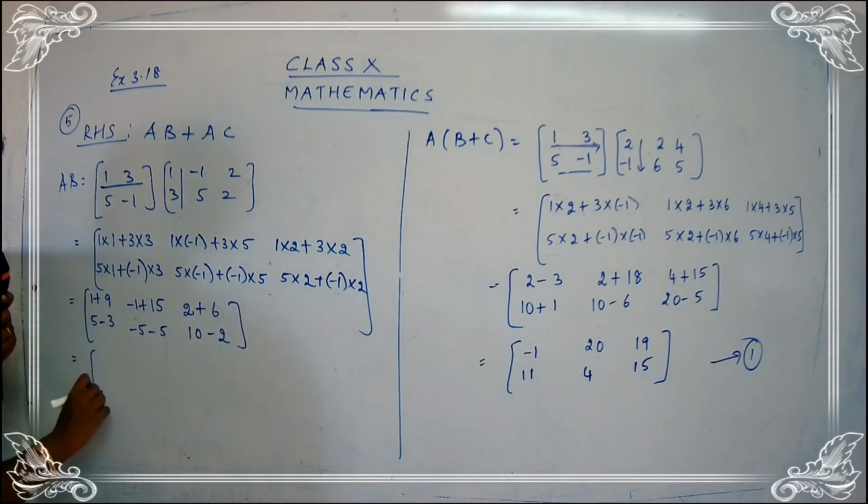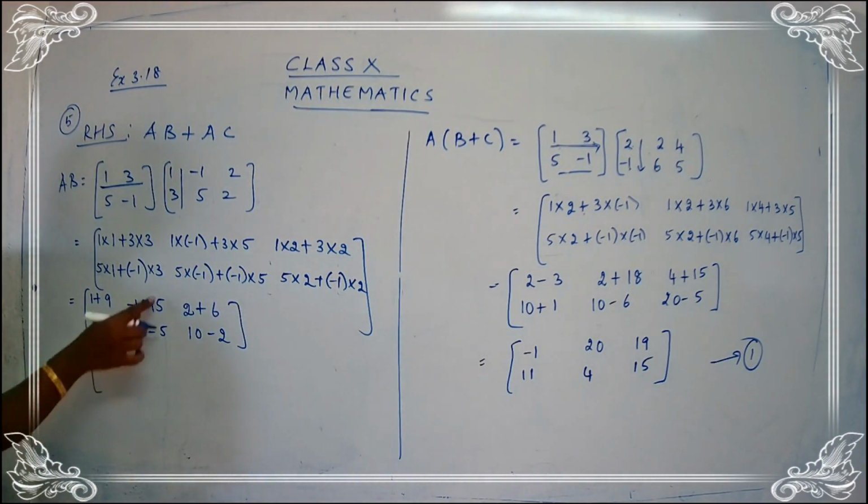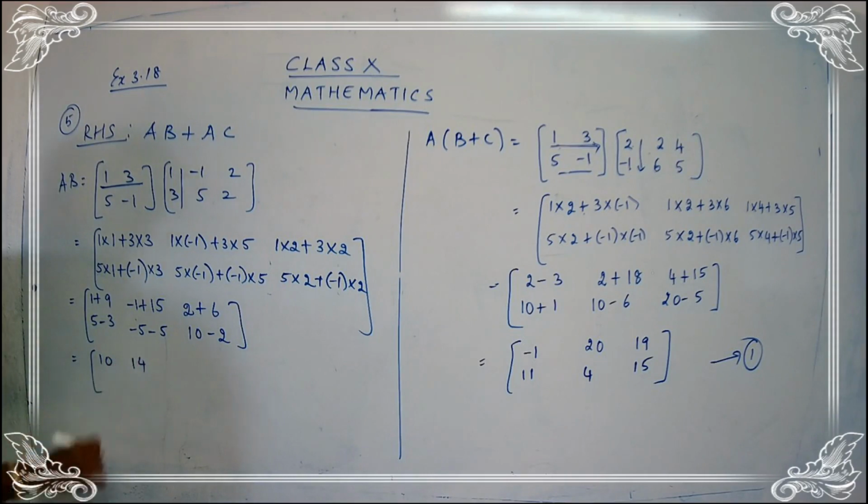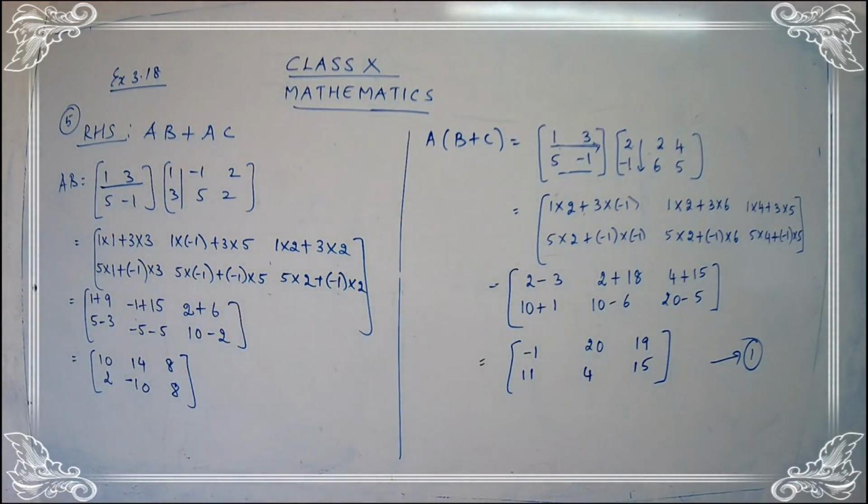Yes, let us simplify it further. 1 plus 9, 10. 15 minus 1, 14. 2 plus 6, 8. 5 minus 3, 2. Minus 5 minus 5, minus minus plus. So 5 plus 5, 10. Sign of the bigger number, minus. Here both the numbers are same, so you have to take the sign as minus. 10 minus 2, 8. So 10, 14, 8, 2, minus 10, 8. So I have found the product of AB.